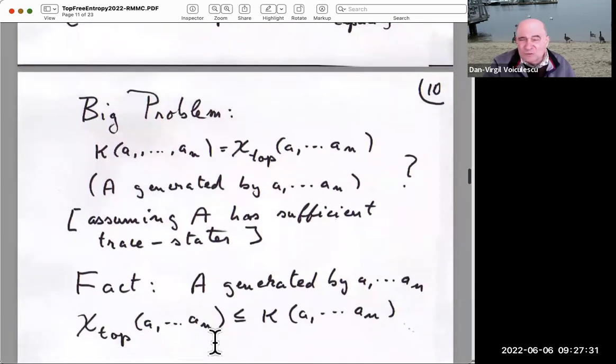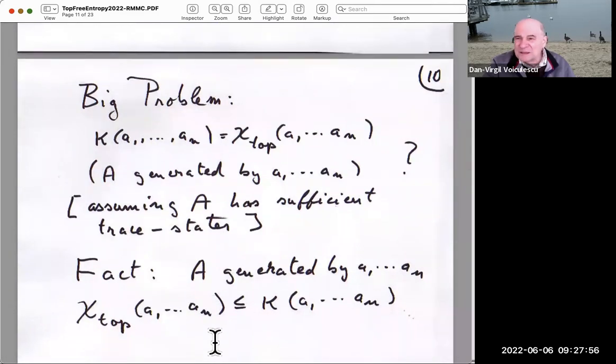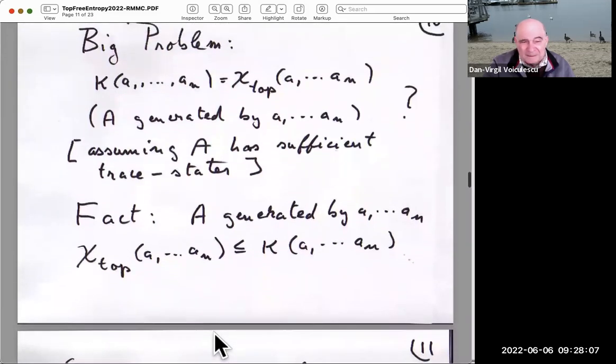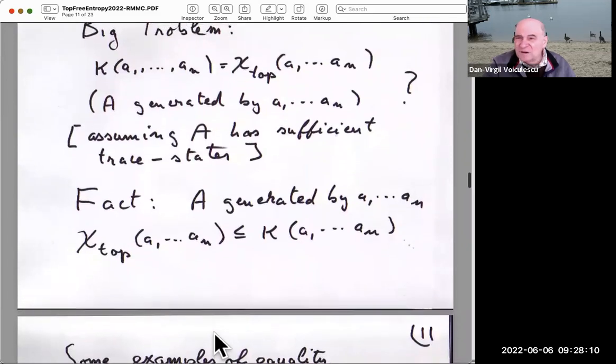Well, fortunately, there is something one can say. Equality in full generality would be too much to hope for at this moment and hope that we can prove it. But in full generality, one has one inequality, namely the topological free entropy is less than or equal to this free capacity K of A1, ..., An. And I should give you a few examples.